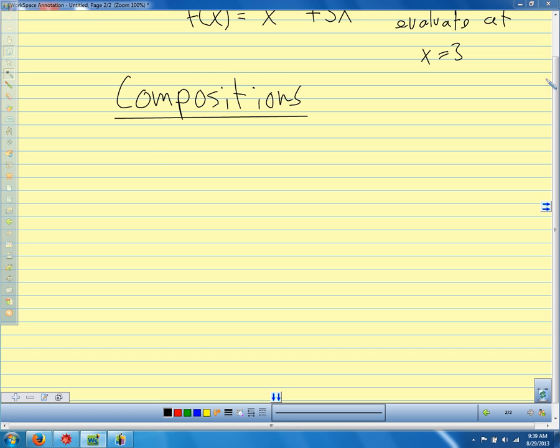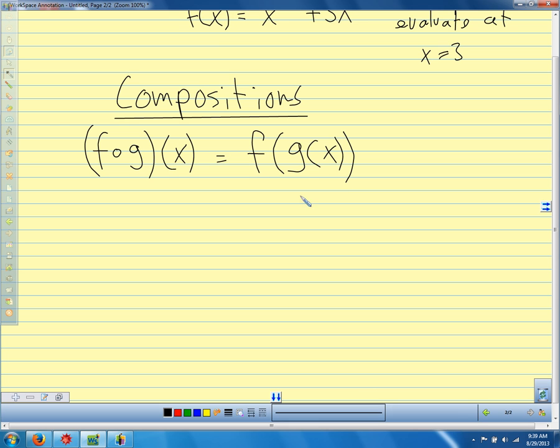And we're going to write our compositions, and this should look familiar. F of g. And this is saying f of g of x, we're plugging g into f. So this is f of g of x. So we're plugging in g into f.